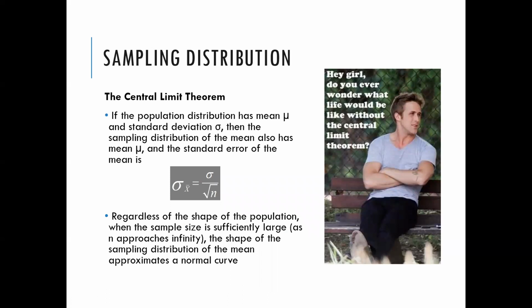And all of this is getting at the theorem that I referred to earlier, the central limit theorem. This states that if the population distribution has a mean mu and a standard deviation sigma, then the sampling distribution of the mean also has a mean, this should be x bar, equivalent to the population mean. And the standard error of the mean is denoted by this equation here. Regardless of the shape of the population, when the sample size is sufficiently large, as n approaches infinity, the shape of the sampling distribution of the mean approximates a normal curve.